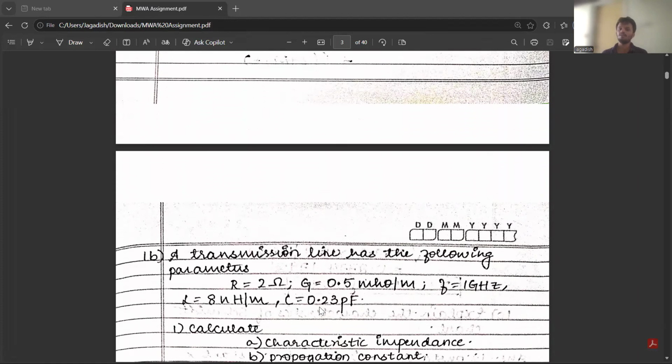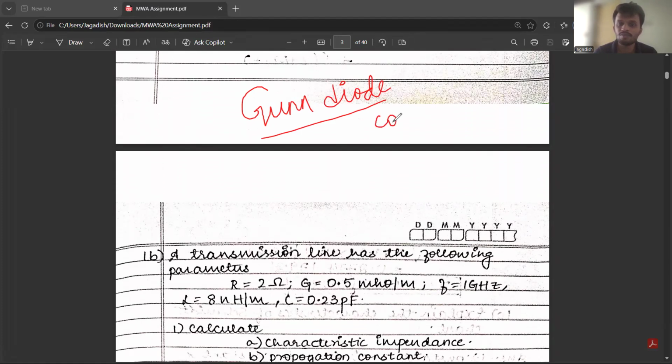After learning that, if you refer to the textbook, the Gunn diode is an important question they have asked in most of the papers. So you have to learn the Gunn diode, its construction, working, and principle. That is also very much important.